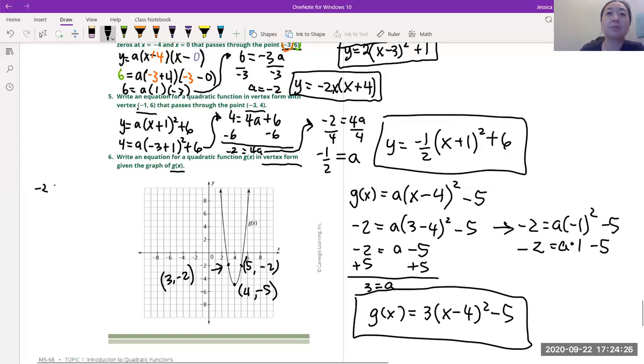So this is -2 is equal to, I'm just copying this down over here, a times, what is our x going to be? 5. 5 minus 4 squared minus 5. And we'll look at this. 5 minus 4 is 1. What's 1 squared? 1. 1 times a is a. You're like, wait a minute, Miss Lee, that's not it. Remember, we're adding 5 again, and then it's going to be 3 is equal to a. Same thing. Okay, do you see that?